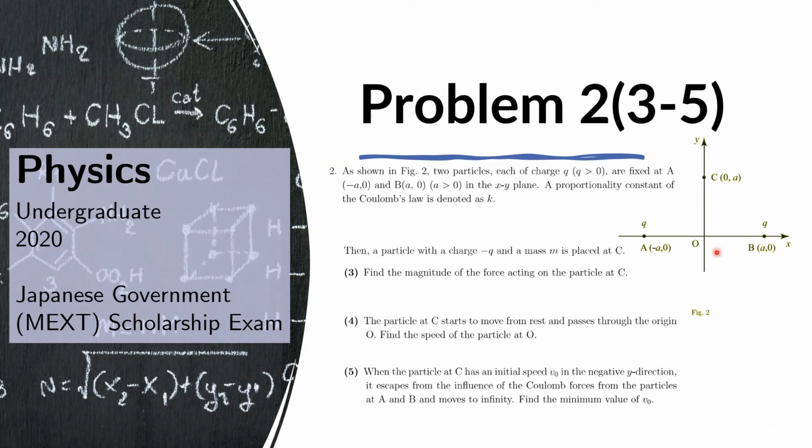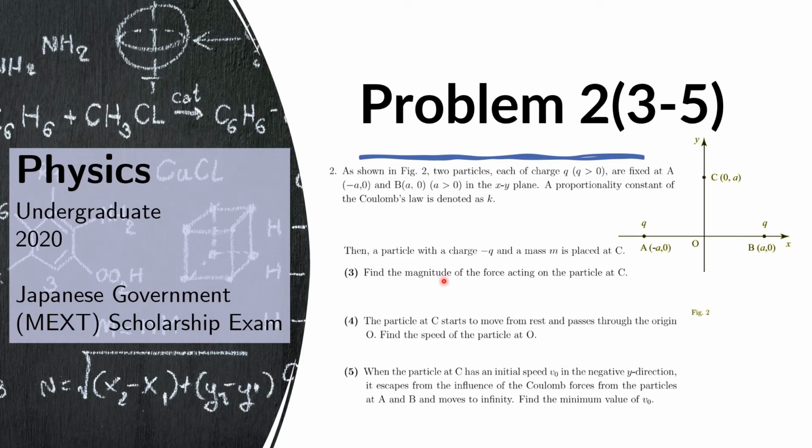As shown in figure 2, two particles, each of charge q, which is positive, are fixed at A and B. Again, the lowercase a is a positive number, and this is in the xy plane. The proportionality constant for Coulomb's law is denoted K. Then, a particle with a charge negative Q and a mass m is placed at C. So here we add a particle, and the charge is negative Q and mass is m.